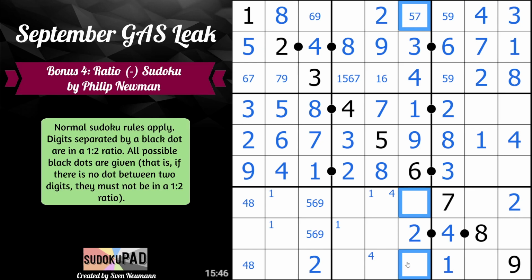I'm noticing that we have only a few digits missing here. 5, 7, and 8. This can't be 7, so this is 5, 8. And this is 5, 7, 8. 1, 5, 6, 7. Wait, this can't be 1. So this is just 5, 6, 7.